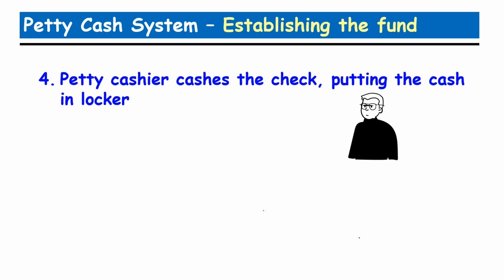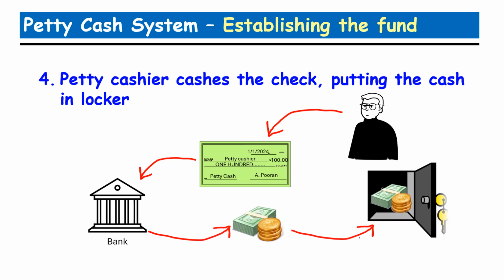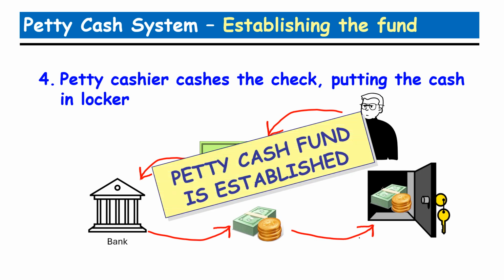Now that the petty cashier has the check, he needs to cash this check from the bank, bring that money and put it in the locker. Now the petty cash fund is established.